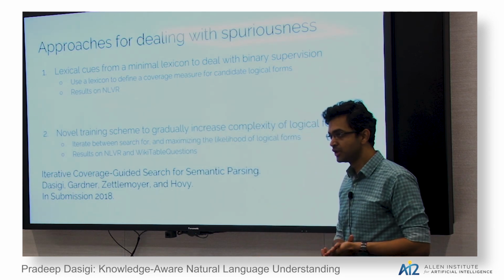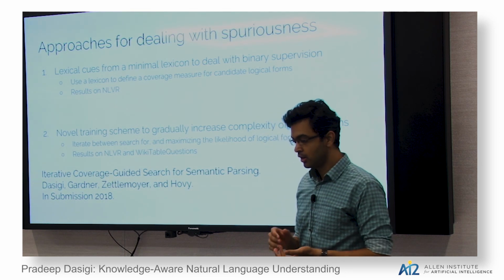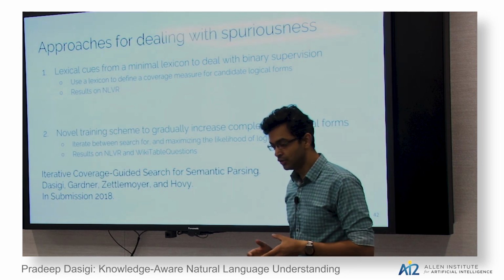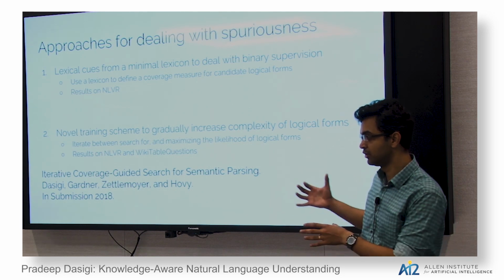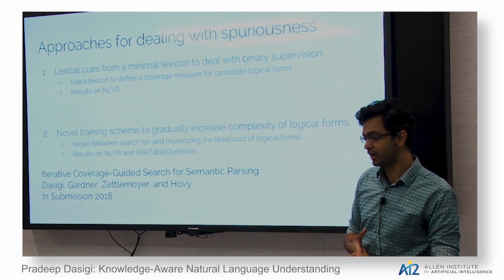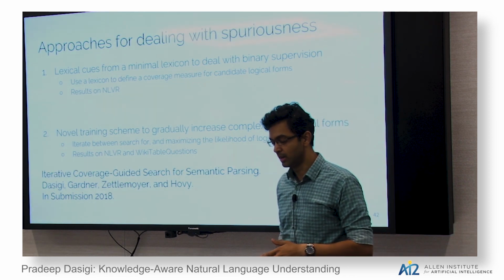So here are some approaches for dealing with spuriousness that I'll talk about in this presentation. First, I'll talk about using lexical cues from a minimal lexicon to deal with the binary supervision, which is specific to the NLVR example that I just mentioned. And I'll show some results on NLVR using that approach.